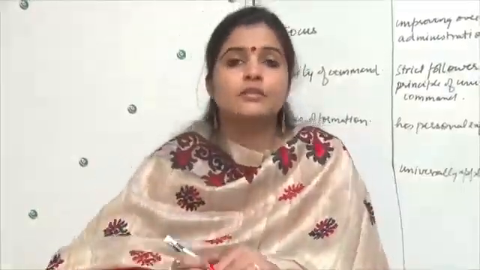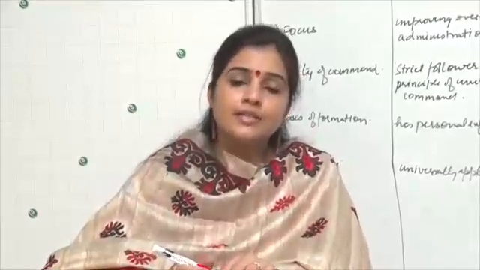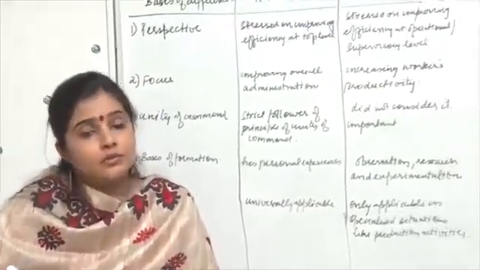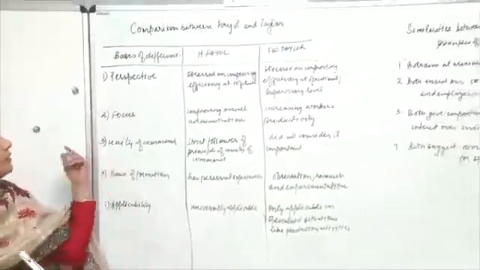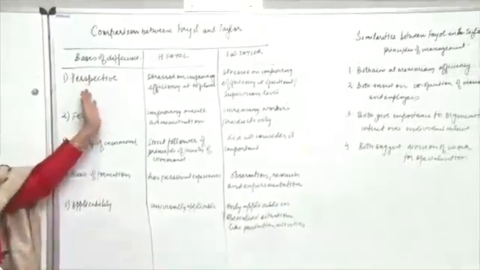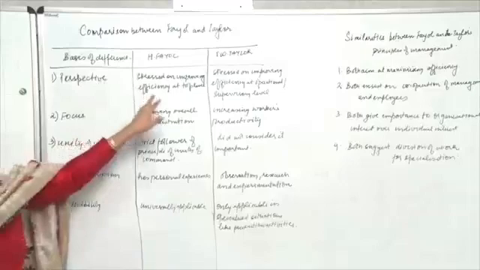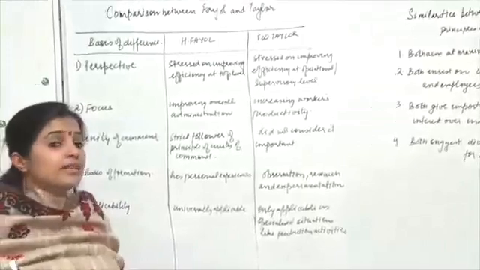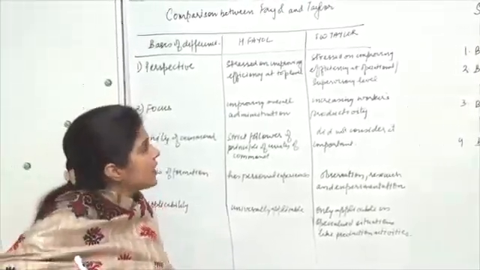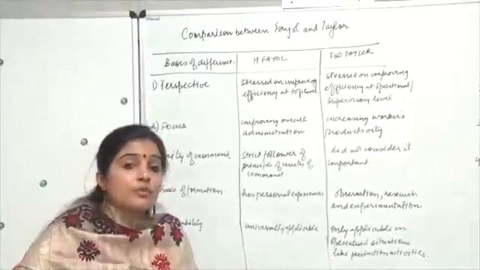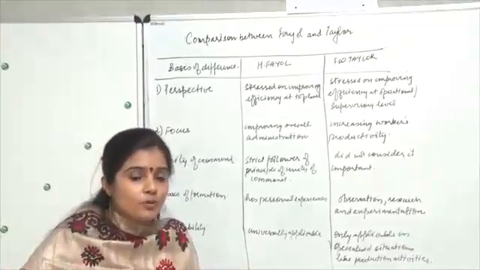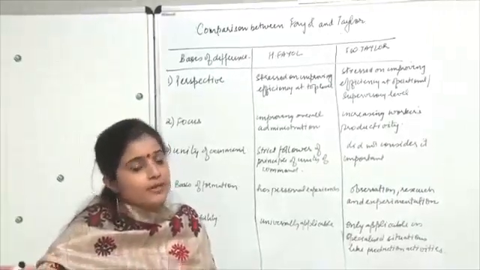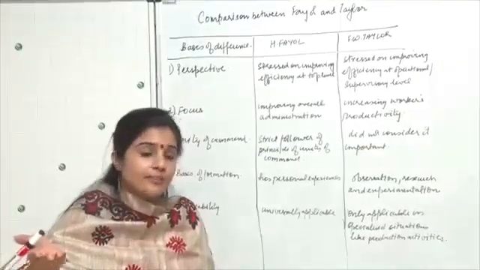Now, after having studied Fayol's principles of management and Taylor's principles of scientific management, let us have a comparison between the two. The first basis of difference, let's take it as perspective. Fayol stressed on improving efficiency of the top level of management. These principles were meant for the top level of management, whereas F.W. Taylor stressed on improving efficiency at the floor level, that is at the supervisory level, because his principles were more for the workers working in the factory, right?